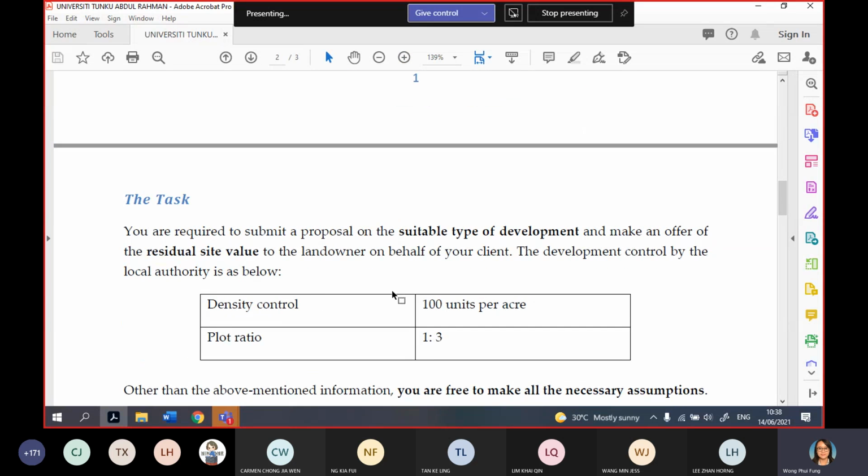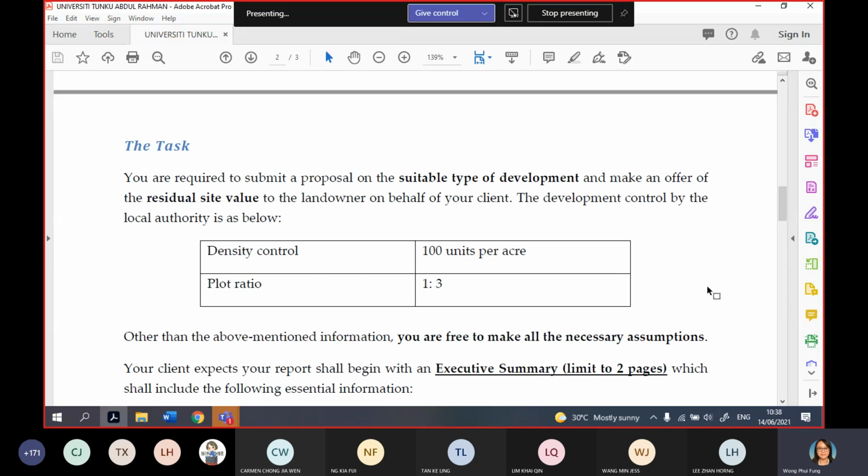You are required to submit a proposal. What is the suitable type of development that you can propose? Any type, and you have to make an offer of the site value. This one I will teach you later, don't worry. Generally, you have to determine the land value. What land value are you going to offer to the landowner on behalf of your client?